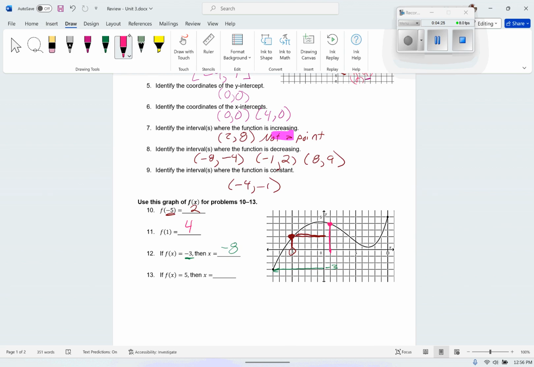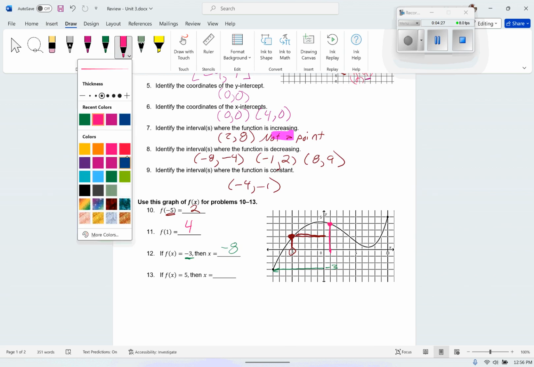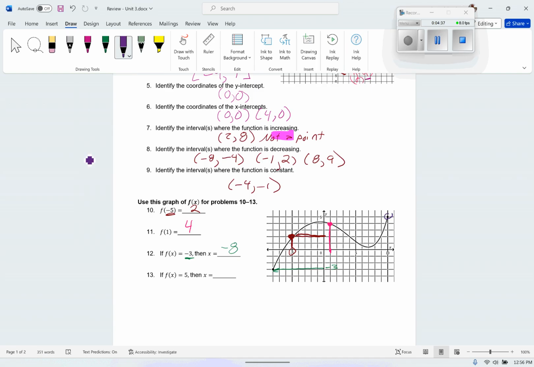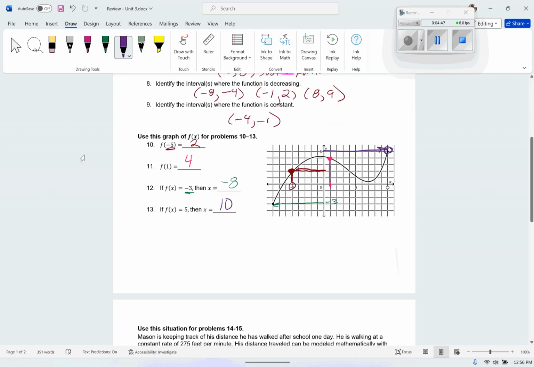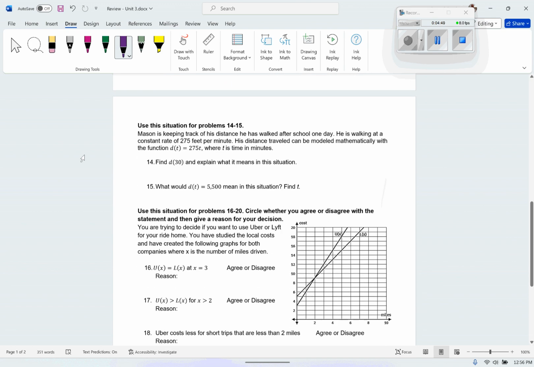And then when I want to get to the 5. So I'm getting right up there. So that's 5 right here. So that comes straight across. And that appears to be an x value of 10. So it's pretty easy to read.